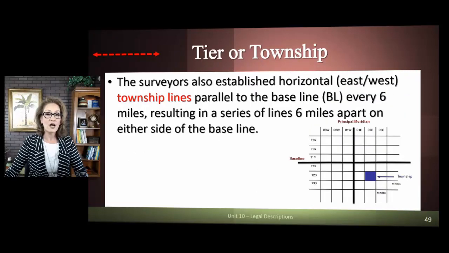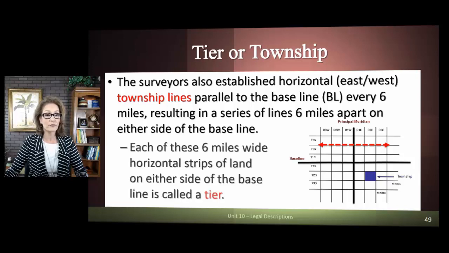The surveyors also established horizontal east-west township lines parallel to the baseline every 6 miles, resulting in series of lines 6 miles apart on either side of the baseline. Each of these 6-mile wide horizontal strips of land on either side of the baseline is called a tier.